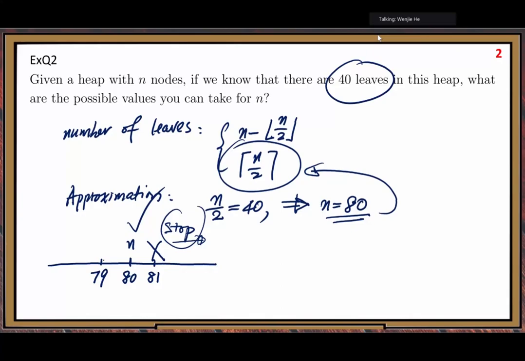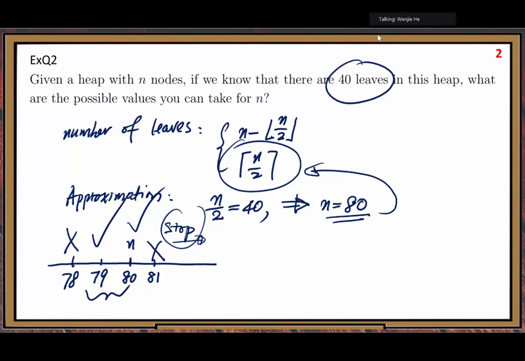Let's look at 79. 79 over 2 is 39.5, but you take the ceiling function, that also gives 40. So 79 is our second possible n. Then we look at 78. 78 over 2 is 39, ceiling 39, no. On the right-hand side, when you get a wrong number, you can stop. On the left-hand side, when you get a wrong number, you can stop. So these two numbers are the possible answers, 79 and 80.